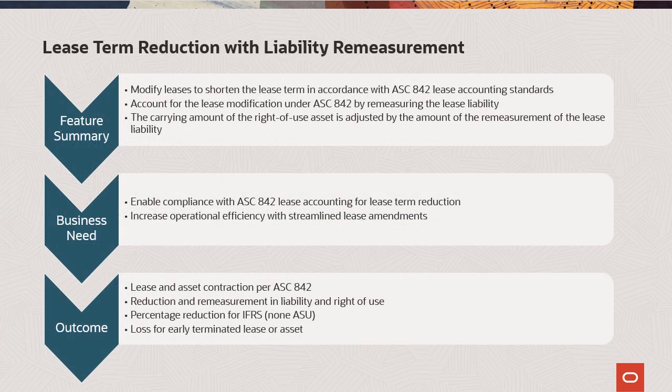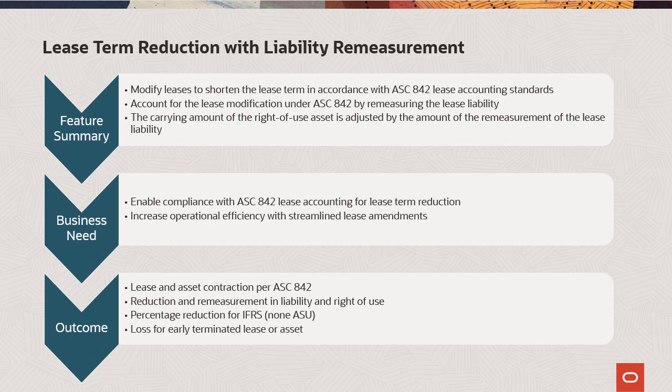The feature summary for lease term reduction with liability remeasurement includes modifying a lease to shorten the term in accordance with ASC 842 lease accounting standards, accounting for the lease modification under ASC 842 by remeasuring the lease liability, and the carrying amount of the right of use asset is adjusted by the amount of the remeasurement of the lease liability.